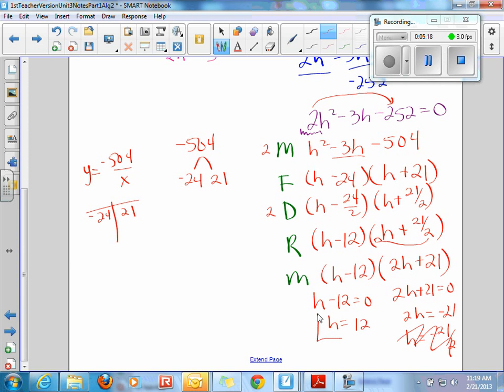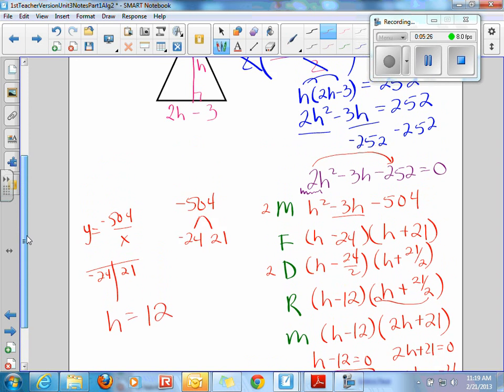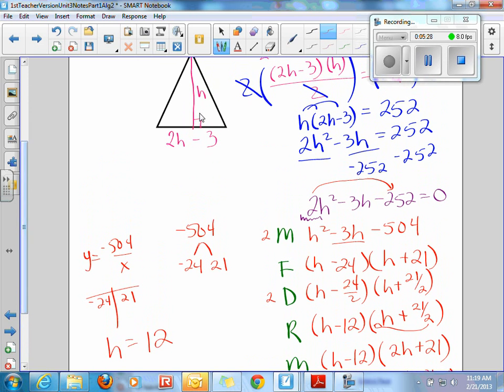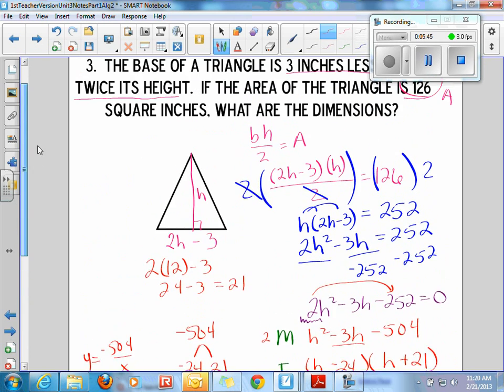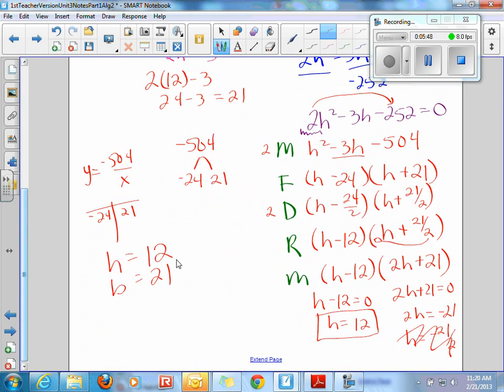Negative 21 halves makes no sense for h, so it's out. Ditch that one and keep the 12. So right now I know that h is 12. But I was asked for both of my dimensions, so I need to go back up to my picture. If h is 12, the base is 2 times 12 minus 3. That's 24 minus 3, which is 21. So my height is 12 and my base is 21. And let's see what units these were. Inches.